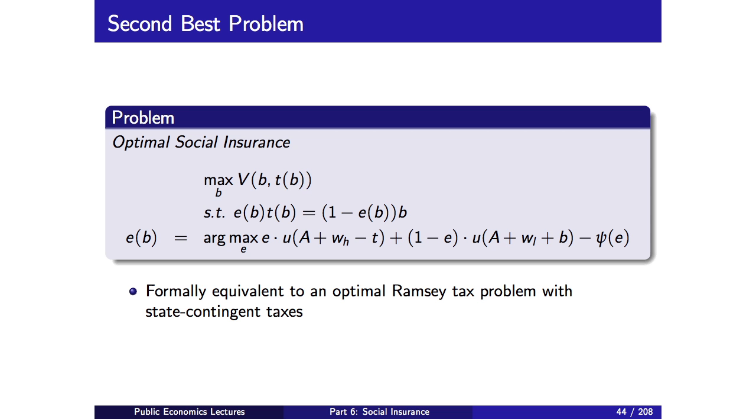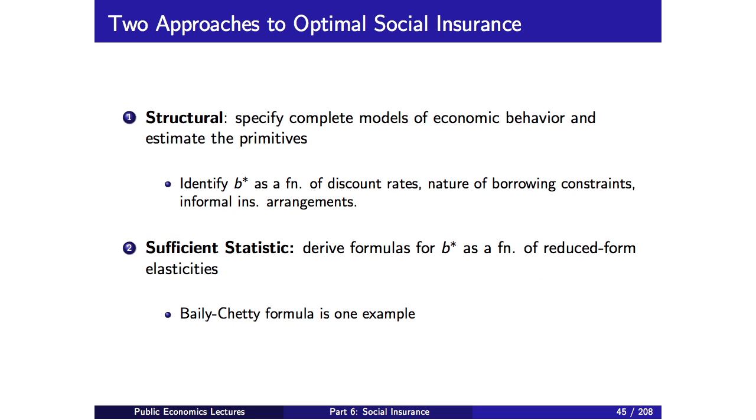So you would estimate all of those primitives, and then in a sense, you would understand how E is chosen as a function of various parameters. And then once you've fully understood that model, you can simulate what happens for different levels of the optimal benefit and just directly calculate what the level of the benefit is that maximizes the agent's expected utility. Okay?